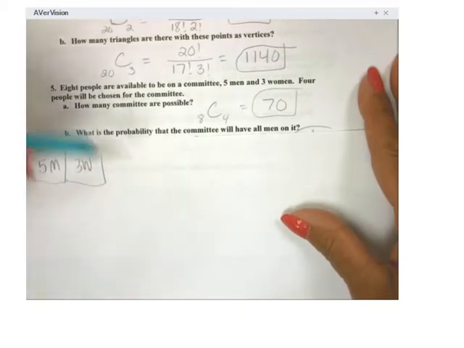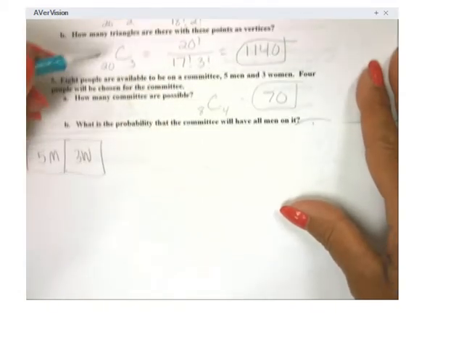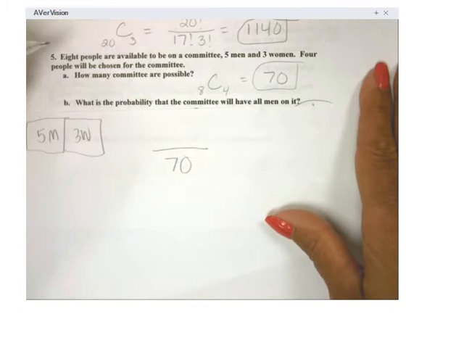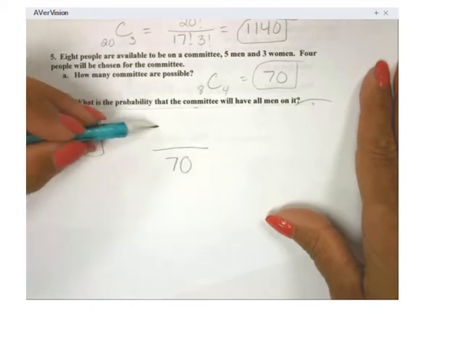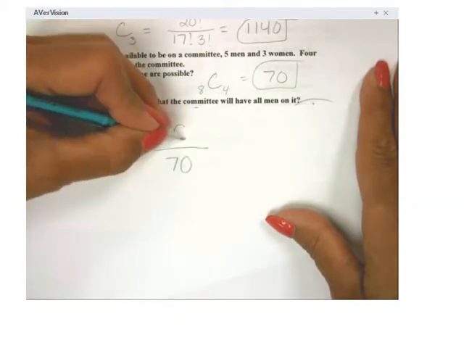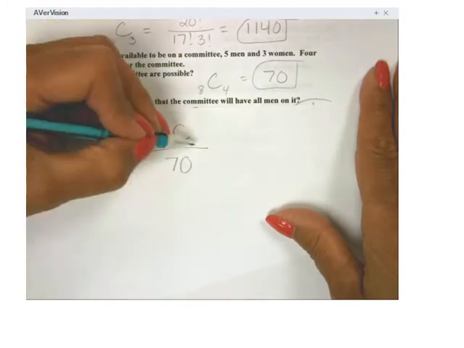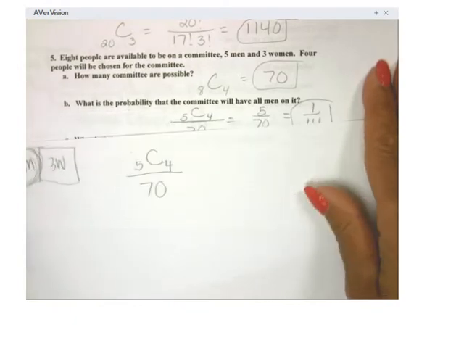Now, I want to find the probability that I look at those committees and I have all men on those committees. Now that it's a probability, we know we're going to have a numerator and a denominator. I know that there are 70 different committees. That's how many committees are possible. And I'd want to look at all those 70 committees and count how many of them have all men. Well, this group of 5 people would be the only people involved in determining my numerator. There are 5 men to be picked from, and I would want groups of 4.